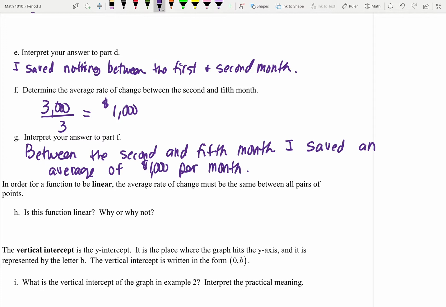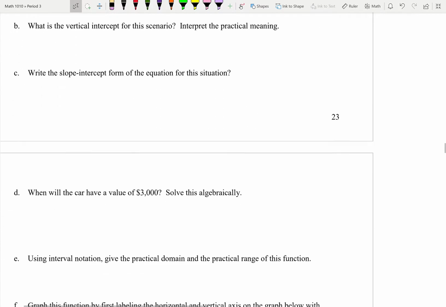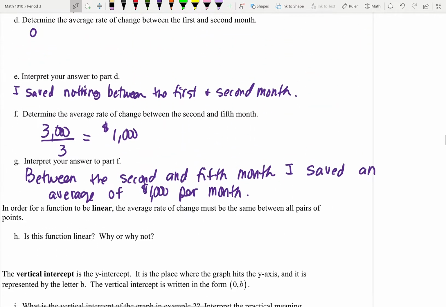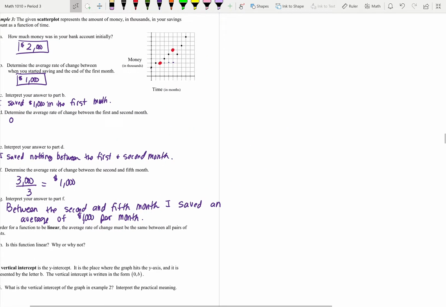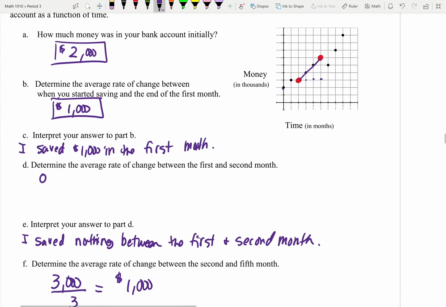Okay, somebody's hand went up. Go ahead, sweetie. On part F, couldn't you just look at the graph and see that it was $1,000 each month and then just say that was the average? Yeah, look at the graph. You're exactly right, honey. It could look like this. Every month it went up $1,000. Good. There's lots of different ways to do it.